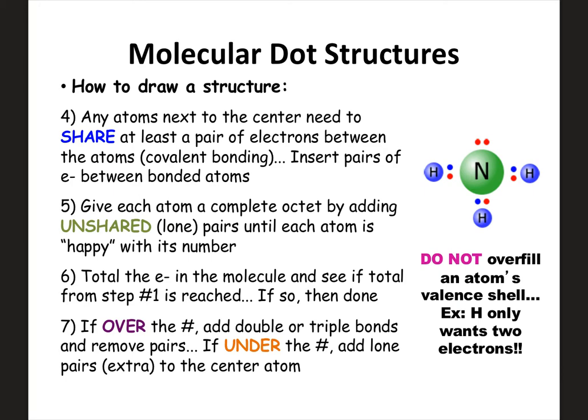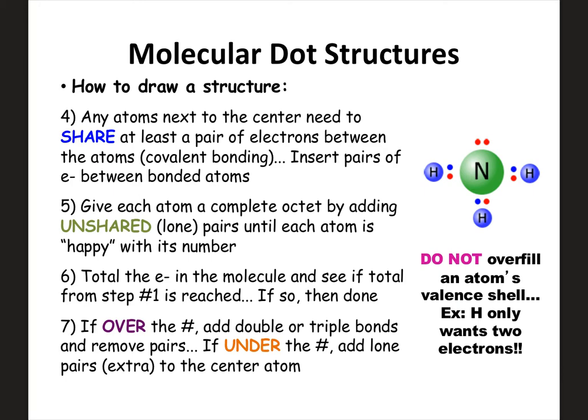All right. Once you have the sharing done with your center, then what you do is you have to make each atom in your picture happy by giving them the total number of valence electrons that they want. So you have to add in extra electrons for each atom until they get that magic number. All right, so once every atom is happy, then you total up the number of dots, the total number of valence electrons in your picture, and see if it matches the amount that we totaled up all the way back in step one. If it matches, then you're done. Everybody's happy. You have your maximum number of valence electrons.